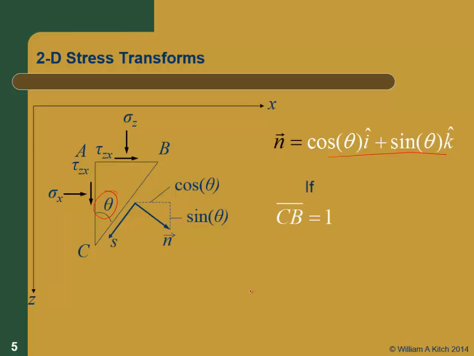Then I want to arbitrarily pick the length of CB to be equal to 1, just because it makes life easy, because I'm going to have to divide by that length, and dividing by 1 is always easy. If I do that, then the length of AB is going to be sine theta, and the length of AC is going to be cosine theta. You're all with me? I'm just defining the size of this little triangular element.